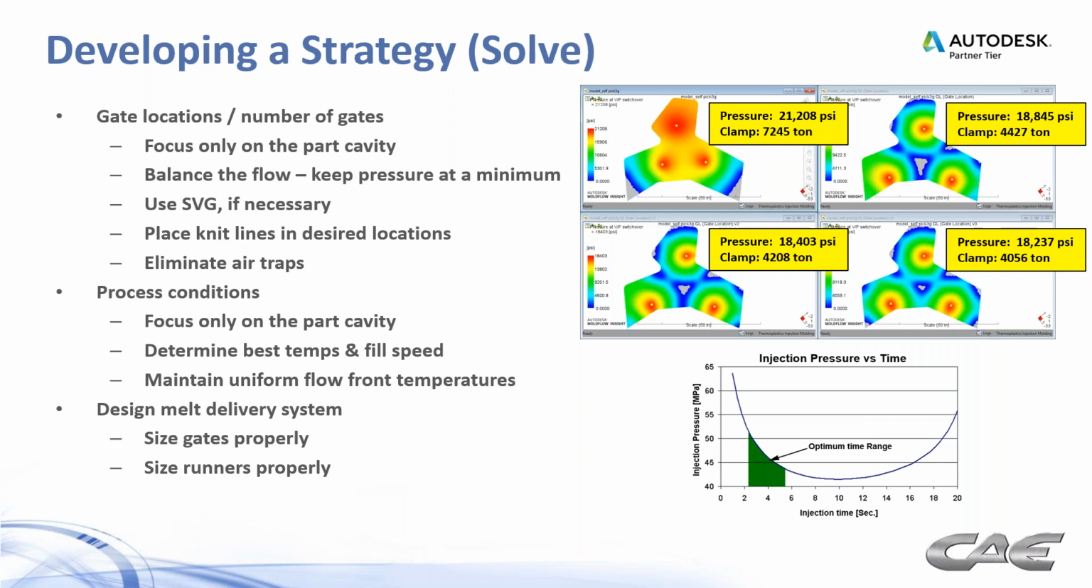And then once we've got process conditions laid out, we're going to design a melt delivery system so that we size gates and runners properly to get the conditions in the part cavity that we were looking at when we were laying out our process. So, for example, over here, one of the process things that we do is a fill time scan and see what the relationship is between injection pressure and injection time, and we can get a feel for where we need to be with our fill speed.